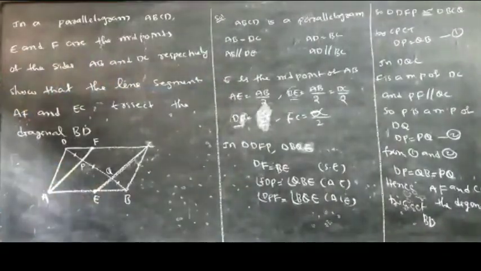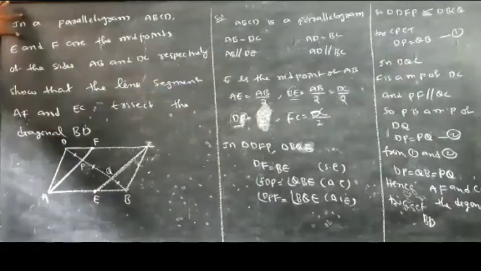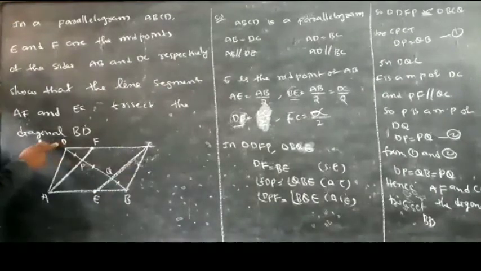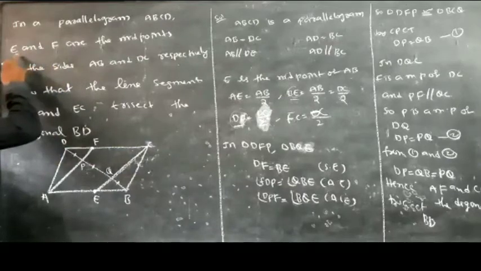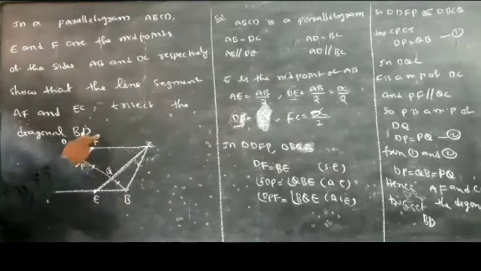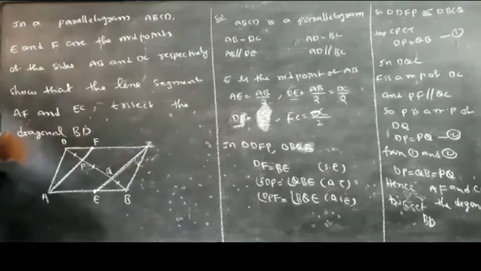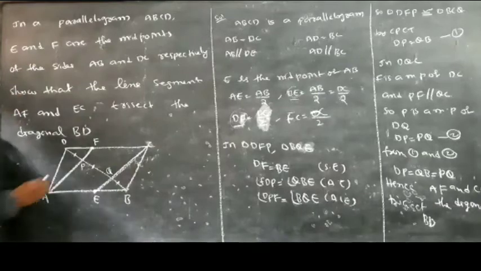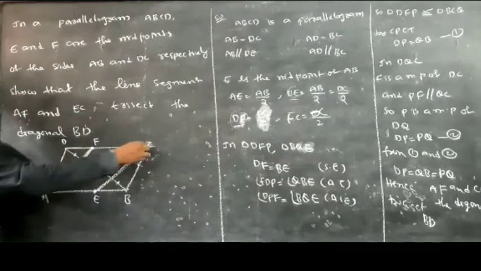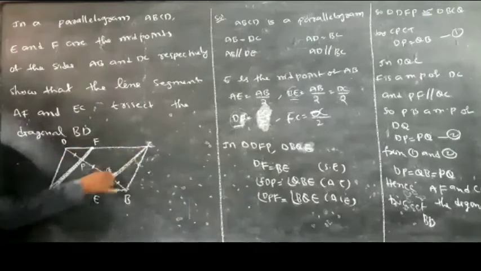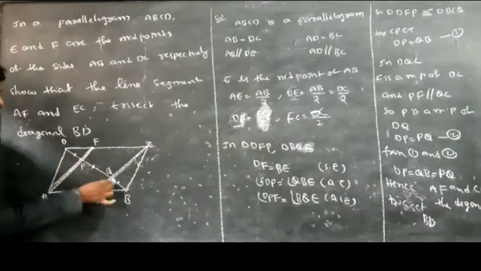See another question from the 8.4 exercise. In a parallelogram ABCD, E and F are the midpoints. E is a midpoint of AB and F is a midpoint of DC. Show that the line segments AF and CE trisect diagonal BD.